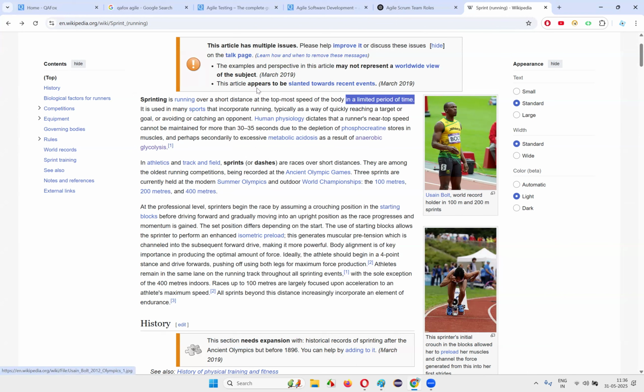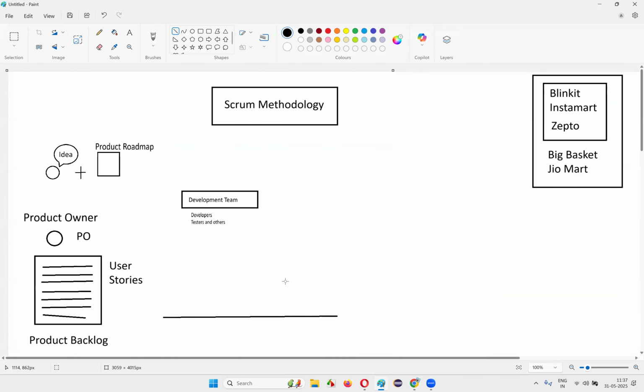At topmost speed, who can run? That too for a short distance, not a very long distance. Not entire kilometers you have to travel. A short distance you have to run in a very small amount of time, at topmost speed. That is generally called sprinting in sports. Agile is also inspired from that concept only.